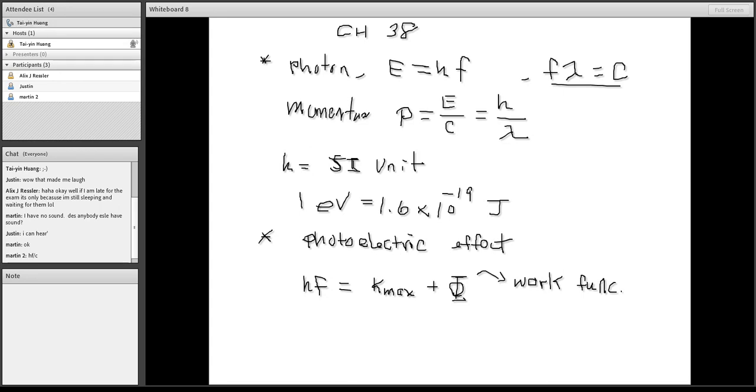The photoelectric effect will occur only when the energy of the photon is greater than or equal to the work function. If it's equal to the work function, the photon has just enough energy to keep the electron out of the nucleus, the atom. If the photon has more energy than just the work function, then the rest will be picked up by the electron because energy is conserved. So if the energy of the photon is greater than or equal to the work function, then the photoelectric effect will occur.